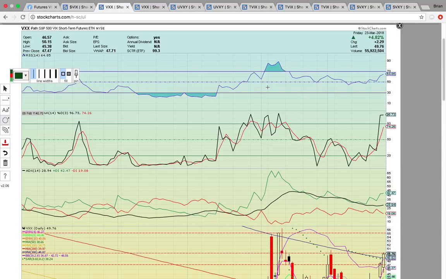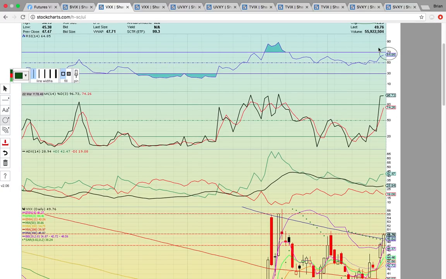Let's look at VXX. This is the VIX short-term futures ETN. This is one way to trade VIX, and you can see here it closed up nearly 5% on Friday. That was a really big move. It's at 64 on RSI, so it's still below this level.